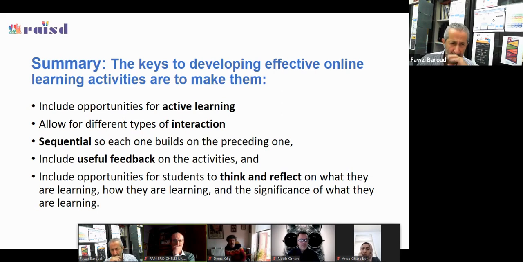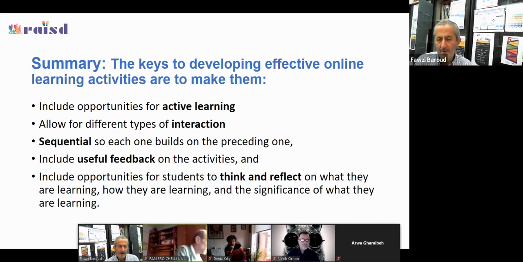So in summary, the keys to developing effective online learning activities are to include opportunities for active learning and allow different types of interaction. Sequencing is very important. For example, if you design your course with different types of activities moving from one week to another, they build on each other in sequential modules: module two builds on module one, module three builds on module two. The activities go from simple to more complicated, so that you can bring your students in the hierarchy from normal thinking to what we call high-level critical thinking.